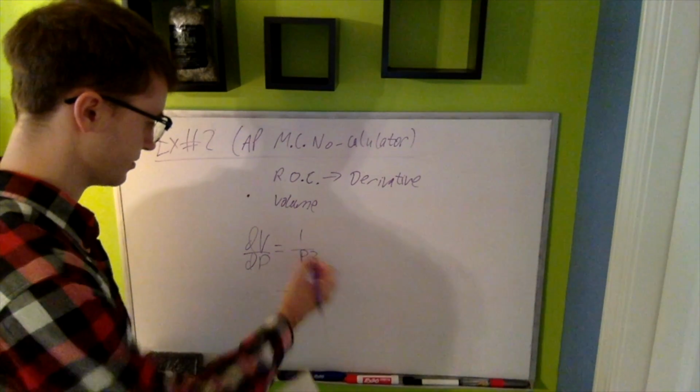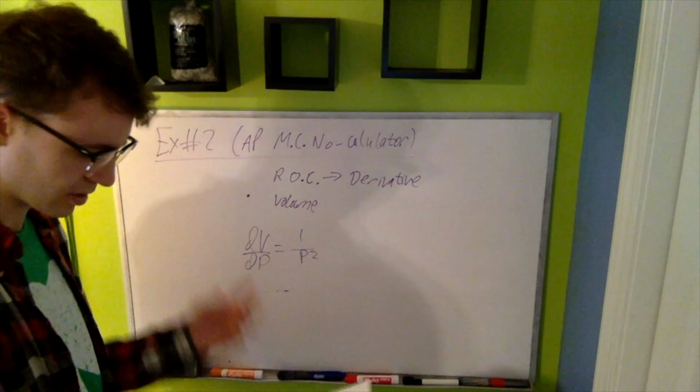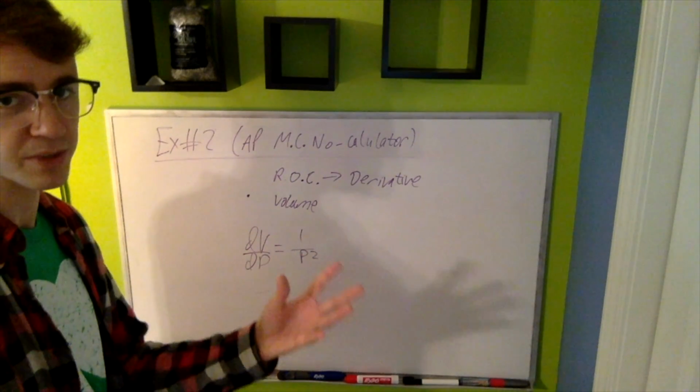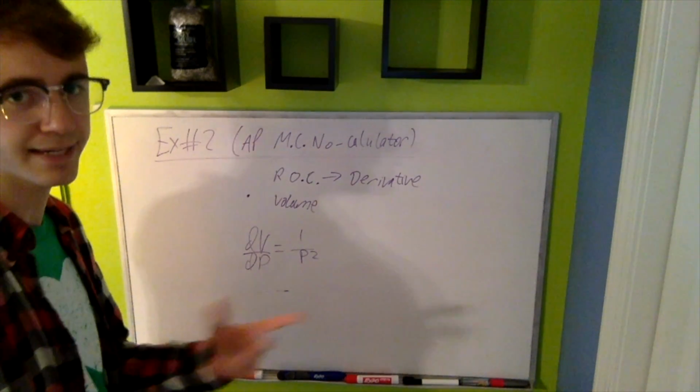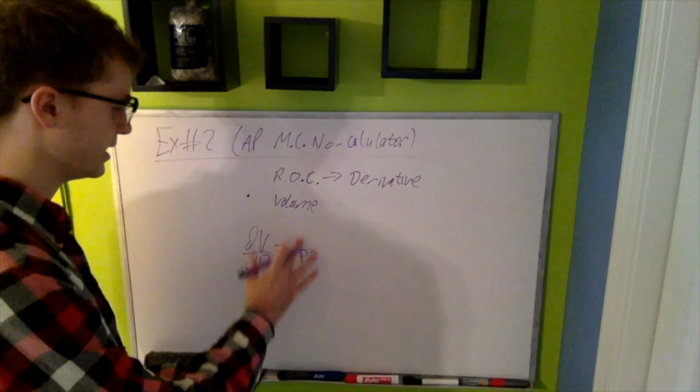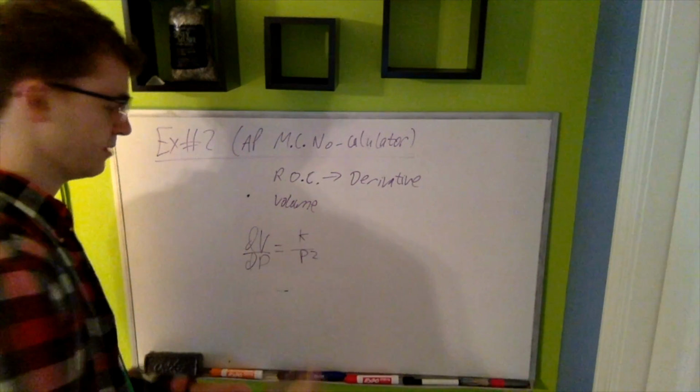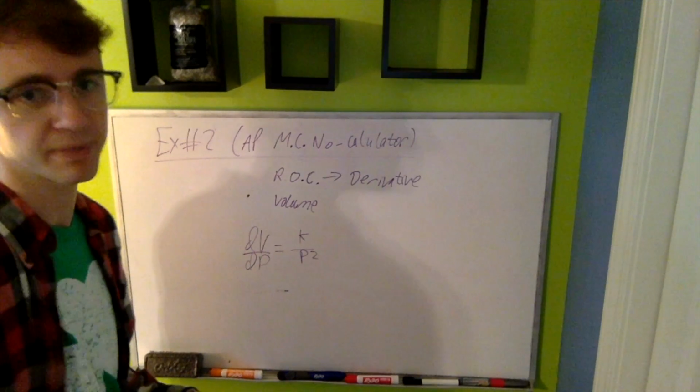So I have pressure. Now this is only part of the greater picture, right? All of the choices have a K somewhere, right? My K is going to be right here because I have some constant. It could be 1, it could be anything else.